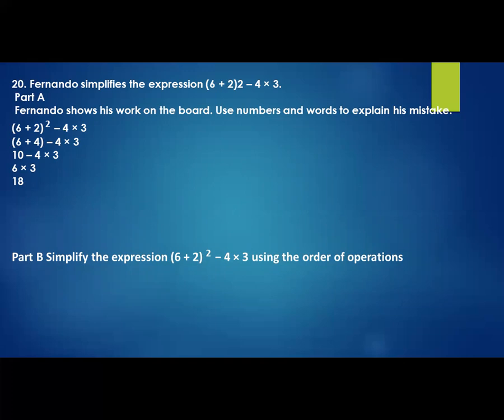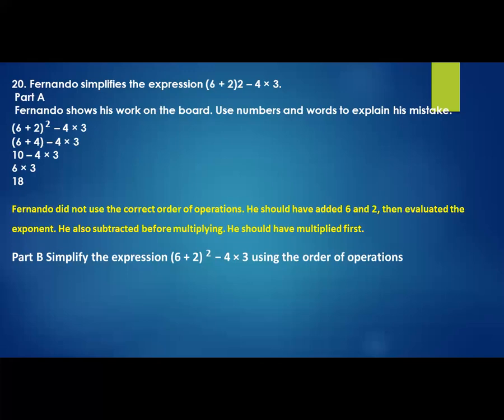You have to use the order of operations, PEMDAS. First you will find the answer in the parentheses, then the exponents, then multiply, divide, add and subtract. So this will be the correct way of operation. See, Fernando did not use the correct order of operations. He should have added 6 and 2 and then evaluated the exponent. He also subtracted before multiplying. So he should have multiplied first.